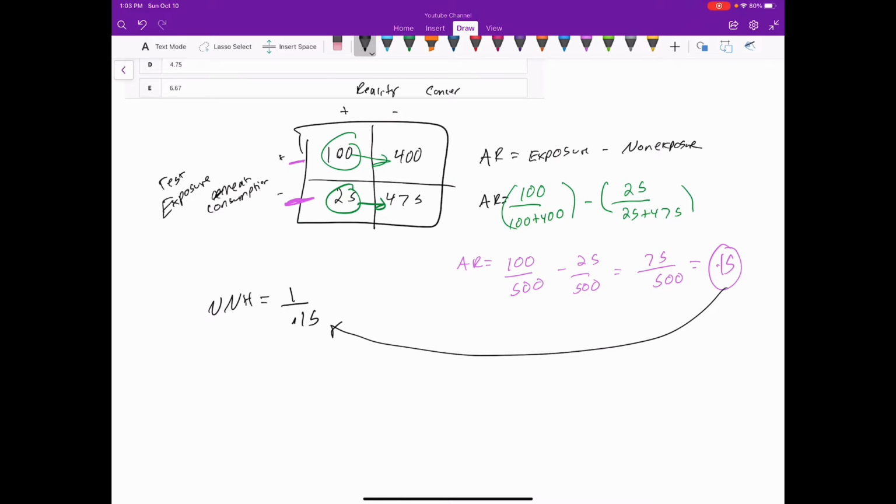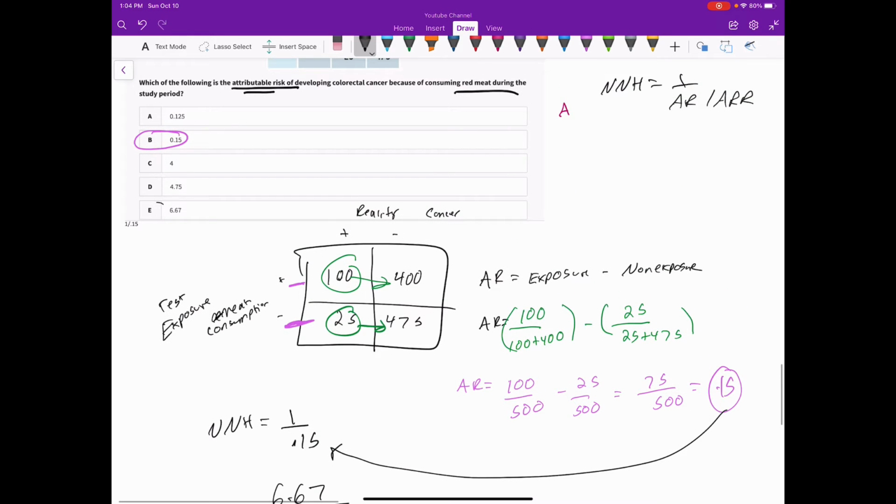Okay, so calculator time again. 1 divided by 0.15 is going to equal 6.67. So our number needed to harm is going to be 6.67. That's not too bad. So we know how to do this. What is number needed to harm? It's the number of patients who need to be exposed to the risk factor for one patient to be harmed.